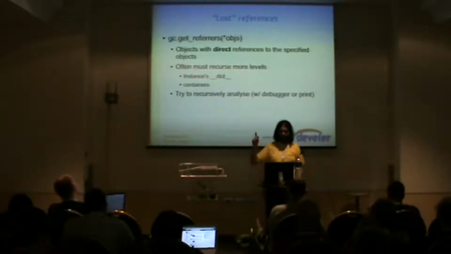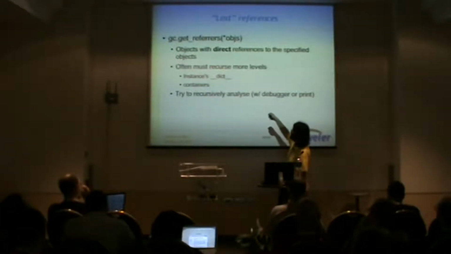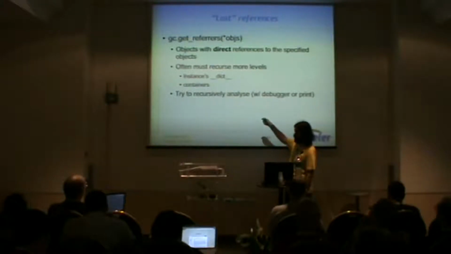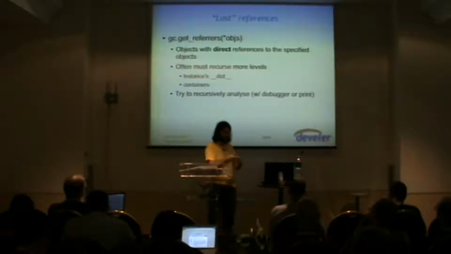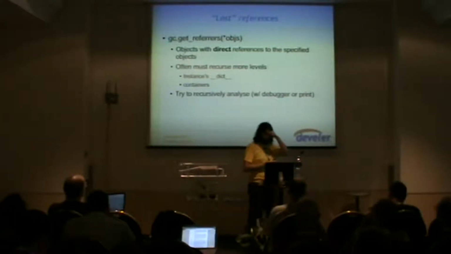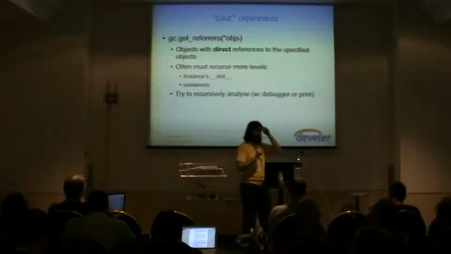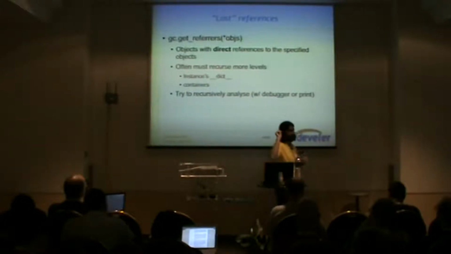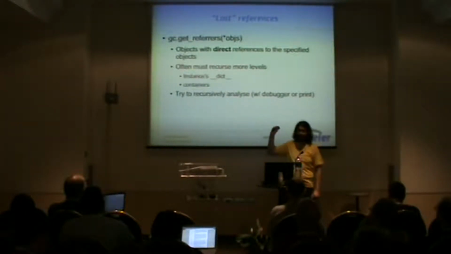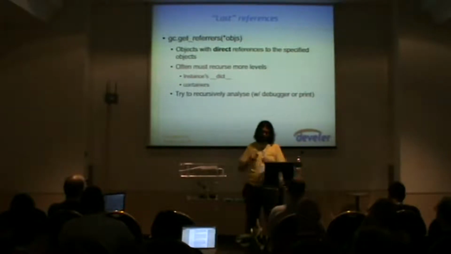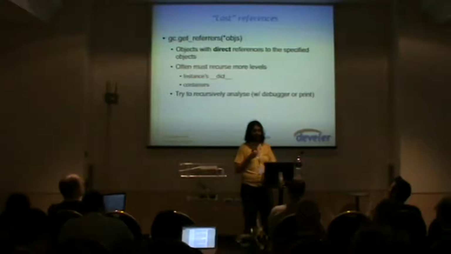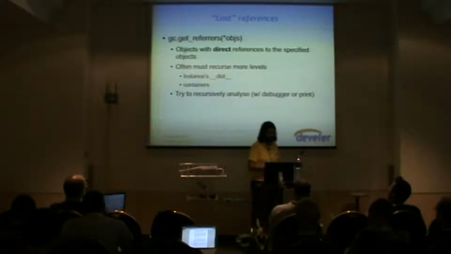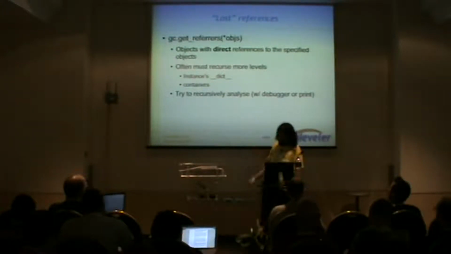Okay? You can actually pass a list of objects, and it will give you a list of all objects holding a reference to all those objects. Okay? We are thinking of direct references here, because these are the references that the CPython interpreter sees. With direct reference, I mean that, for instance, in instances of classes, there is a dictionary that holds all your attributes, which is the __dict__ of the instance.